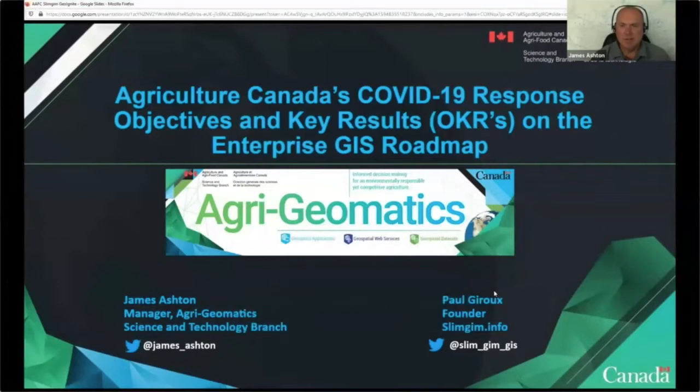Today we're going to be talking about Agriculture Canada's COVID-19 response and how it helped us with our objectives and key results as part of our Enterprise GIS Roadmap.